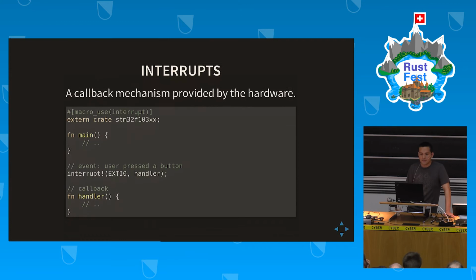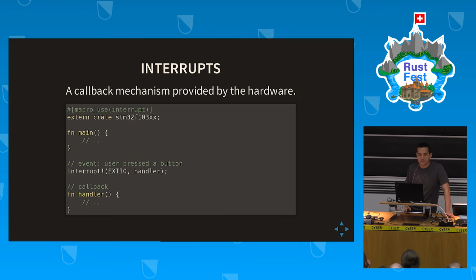Microcontrollers provide a hardware mechanism for preemption, which are interrupts. Basically, interrupts are a callback mechanism provided by the hardware. So how do they work? Each interrupt is triggered by a different external event, and you can register an interrupt handler for each interrupt. This interrupt handler is basically just a function.